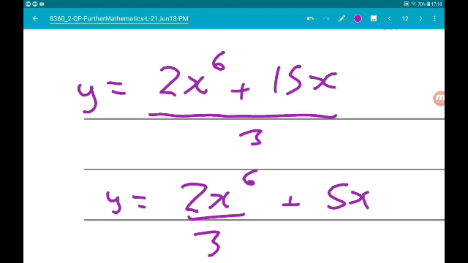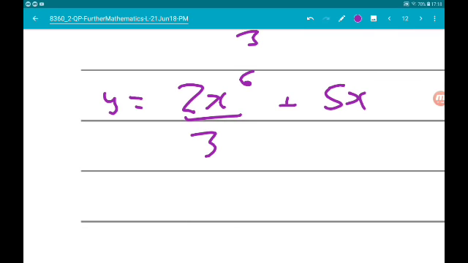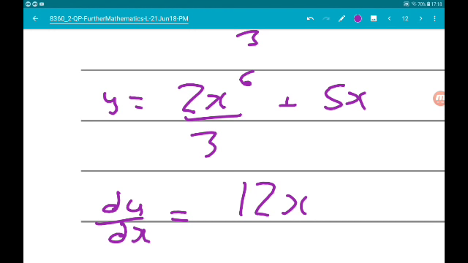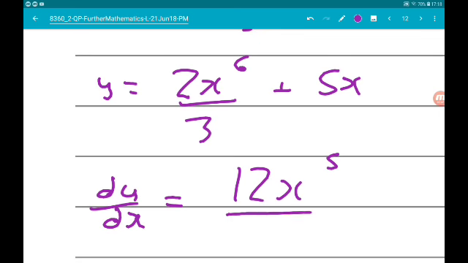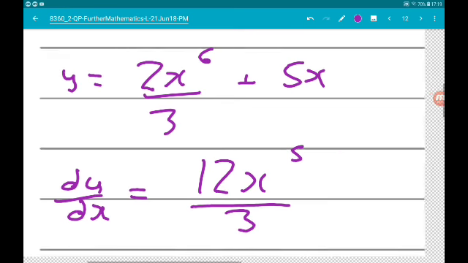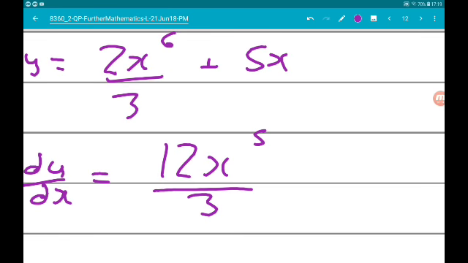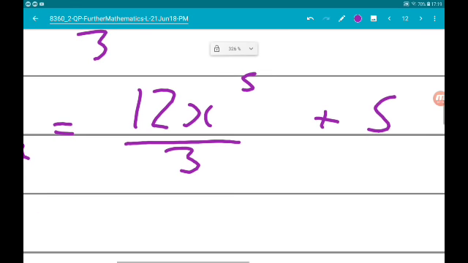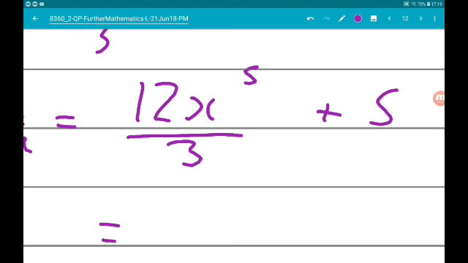Now, what we need to do here is differentiate to get dy over dx. So, dy by dx. So, the power of 6 comes down and multiplies 2. So we get 12x, and the power of 6 goes down by 1. So it's now 5. And then we got over 3. And then 5x just differentiates to 5. So this is 12 over 3 is 4. So we got 4x to the power of 5 add 5.